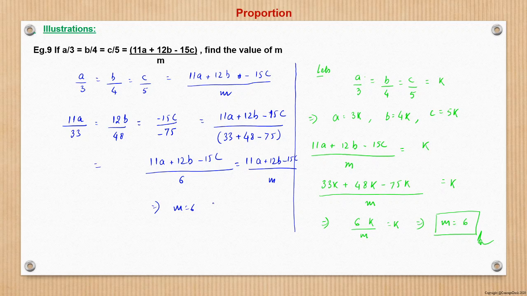Very straightforward. If you are thorough with this concept or this property of proportion, which is if a by b is equal to c by d is equal to e by f, and so on, then this is also equal to sum of the numerators upon sum of the denominators, right? So this is the solution to this question.